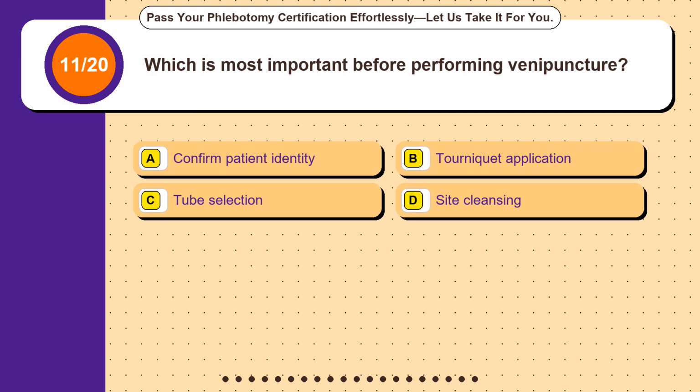Question 11. Which is most important before performing venipuncture? Option A, confirm patient identity. Option B, tourniquet application. Option C, tube selection. Option D, site cleansing.